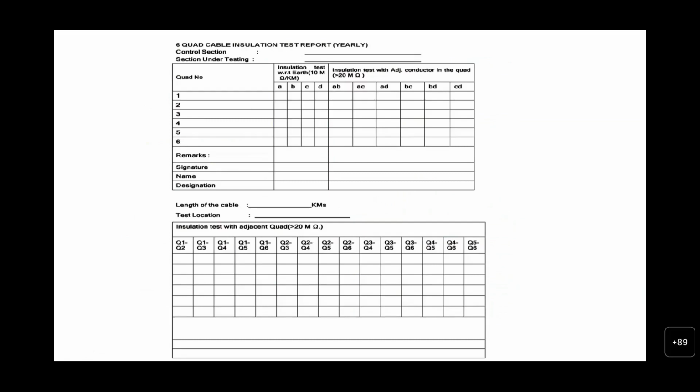The insulation resistance with respect to the earth should not be less than 10 megaohms, and the insulation test with adjacent conductors of the quad should be more than 20 megaohms. So these are to be recorded, and the test between quad 1 to quad 2, quad 1 to quad 3, quad 1 to quad 4, similarly for quad 2 to different quads, all this to be tested for the entire 6 quad cable.